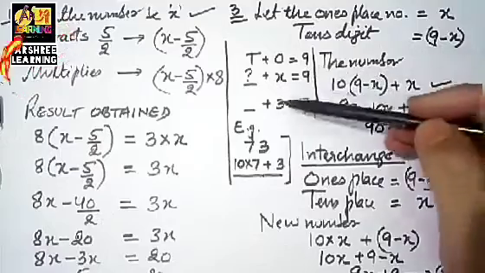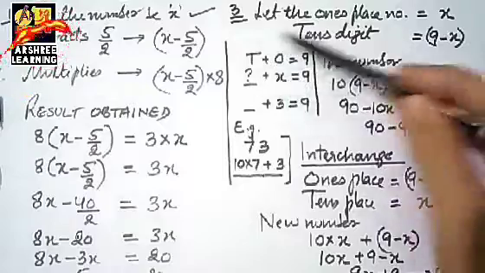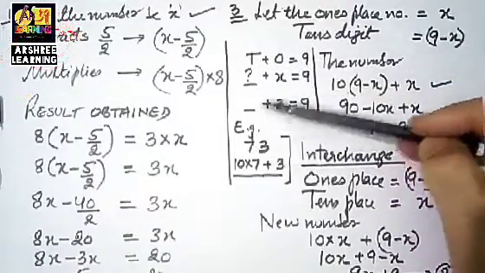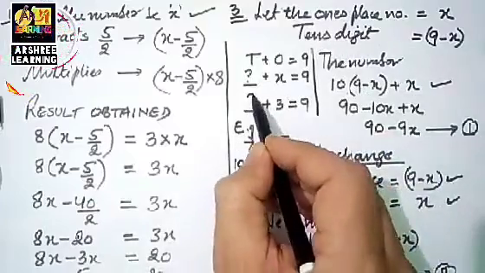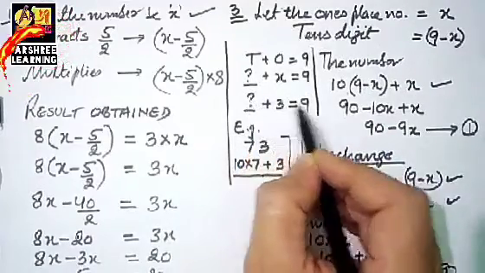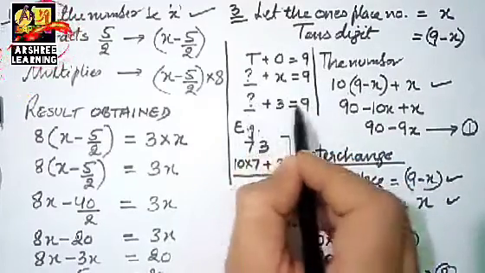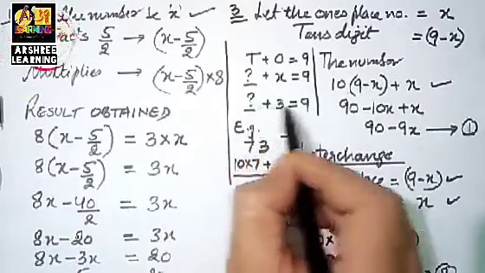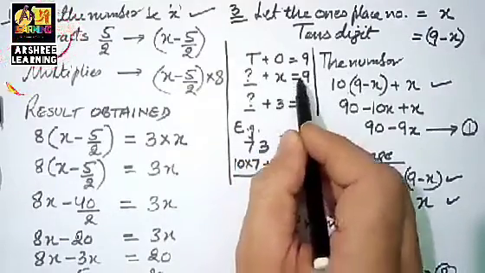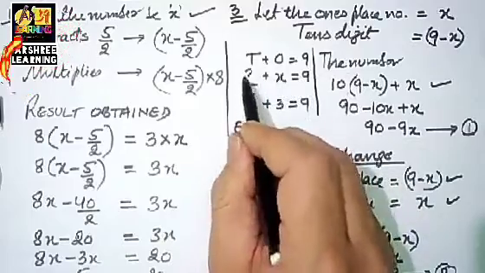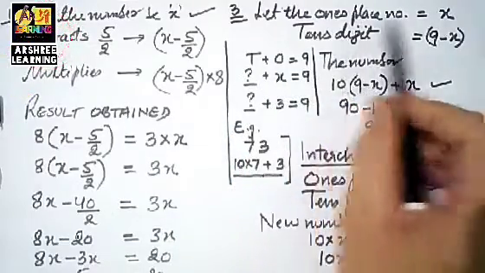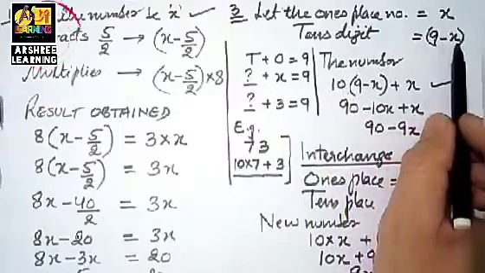Why is it 9 minus x? I have explained here. If there is a two-digit number and the sum of the digits is 9, for example, if one digit is not given but 3 is given and 9 is given, how will you get this number? 9 minus 3 is 6. So you get 6 by subtracting 3. In the same way, this number will come by doing 9 minus x. Now the ones place is x, the tens digit is 9 minus x.